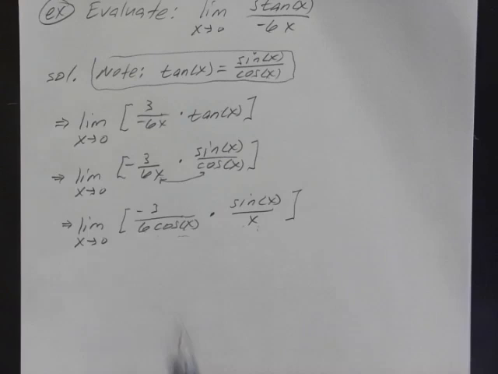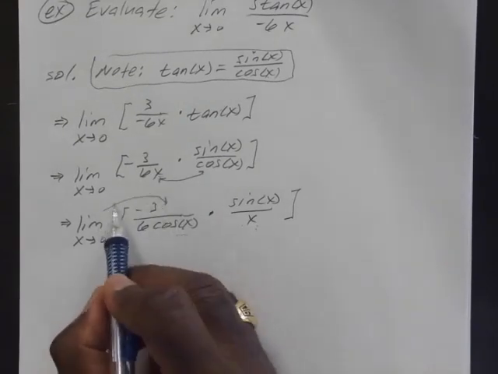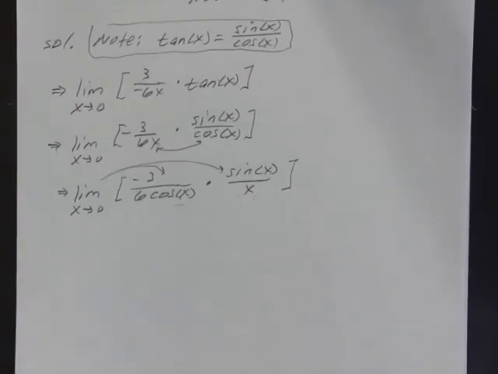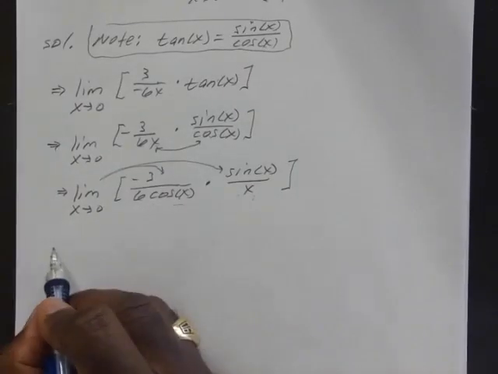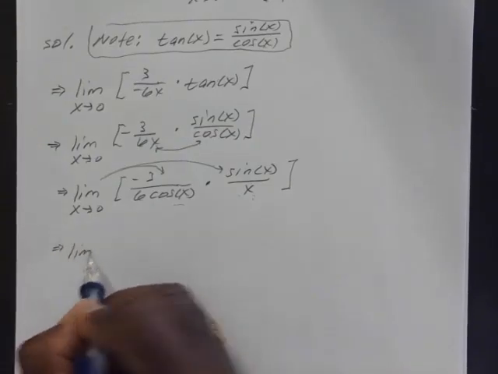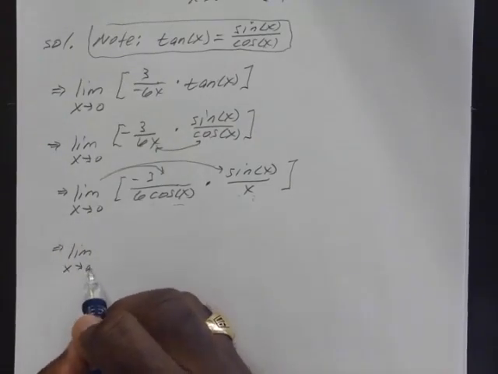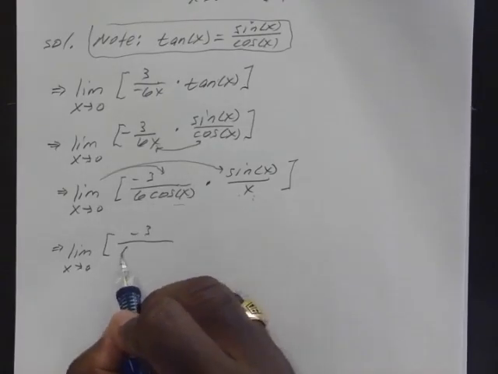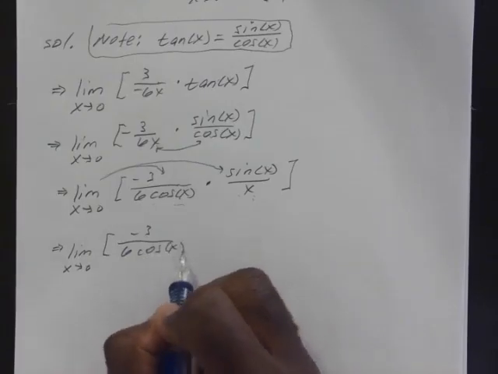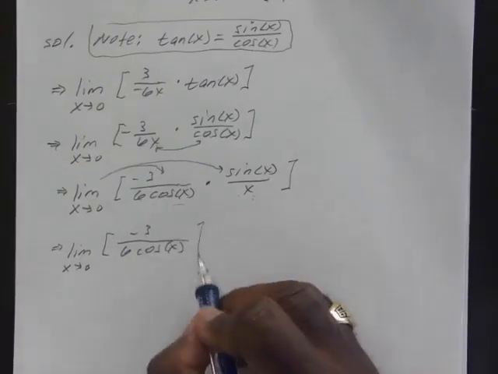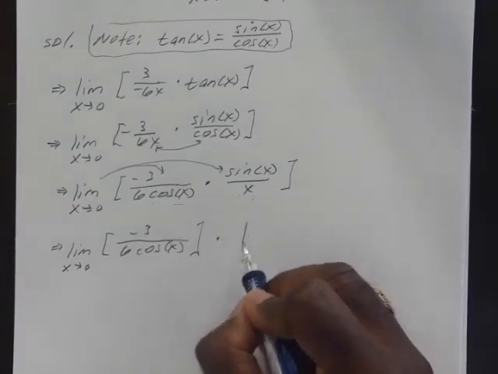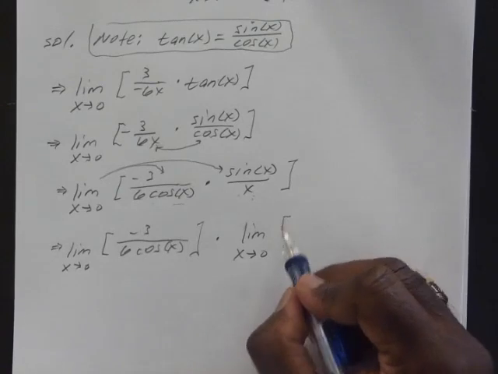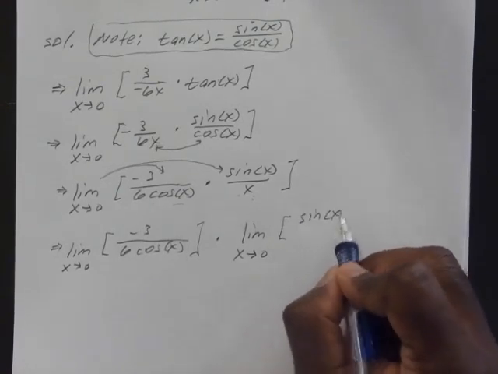So if you remember your limit properties, you can distribute that limit to both of those factors. So we have the limit as x approaches 0 of -3 divided by 6 times cosine of x, times the limit as x approaches 0 of sine of x over x.